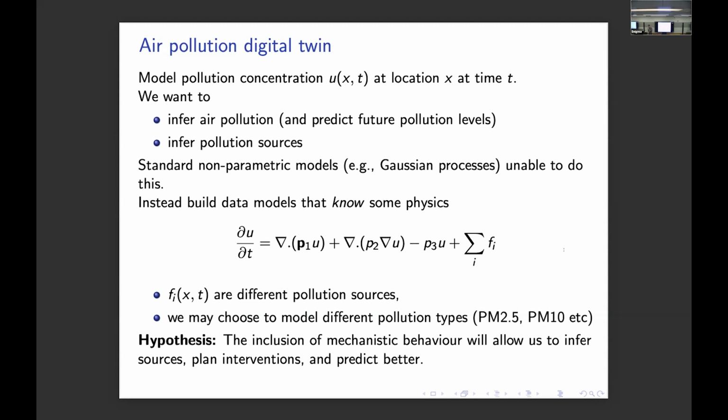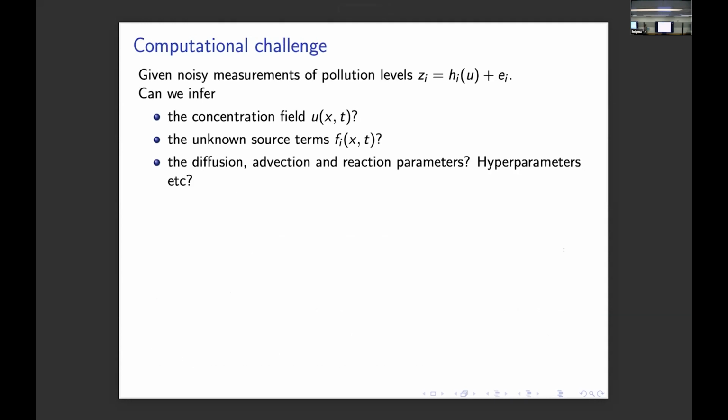Okay, and so what we want to do is, given some sort of noisy measurements, which I'm going to call Z here, of the pollution, so maybe they're snapshots of pollution at different locations at different times, can we learn concentration fields, source terms, etc.? Okay, and all these additional terms. How do we solve that kind of statistical challenge?